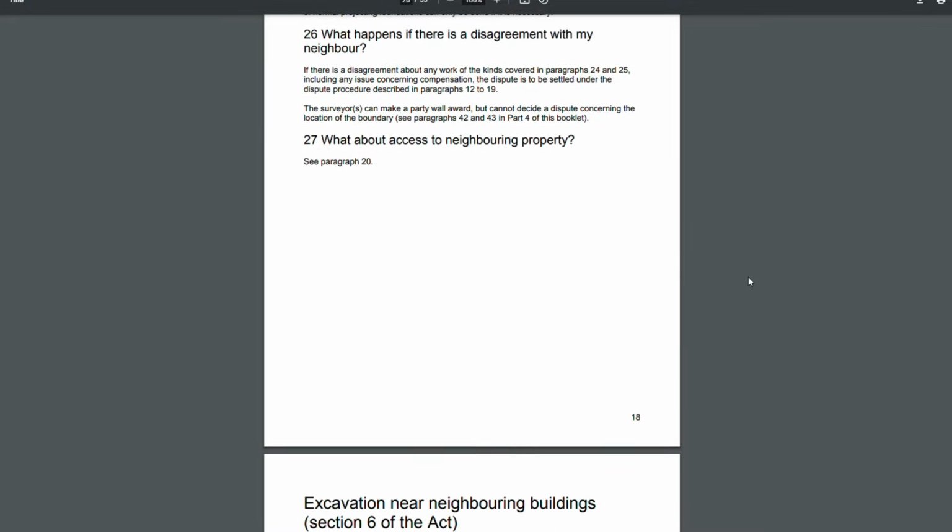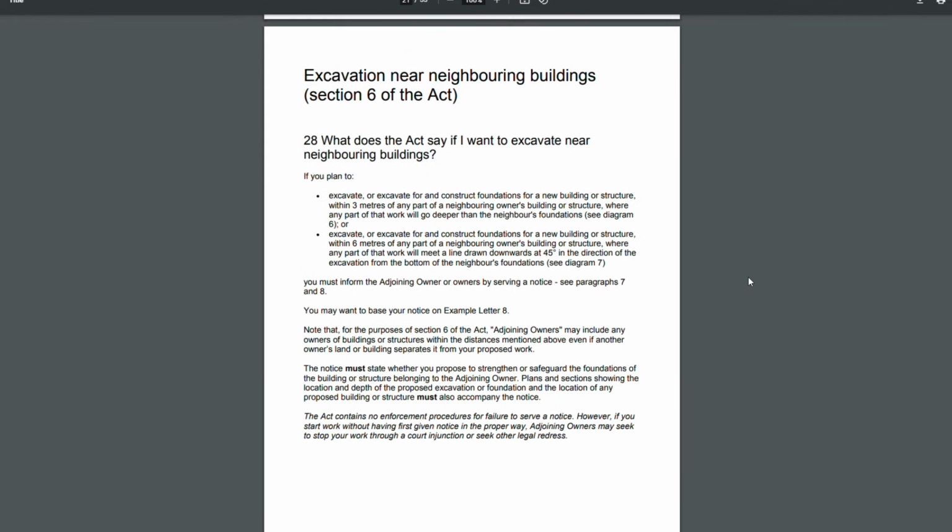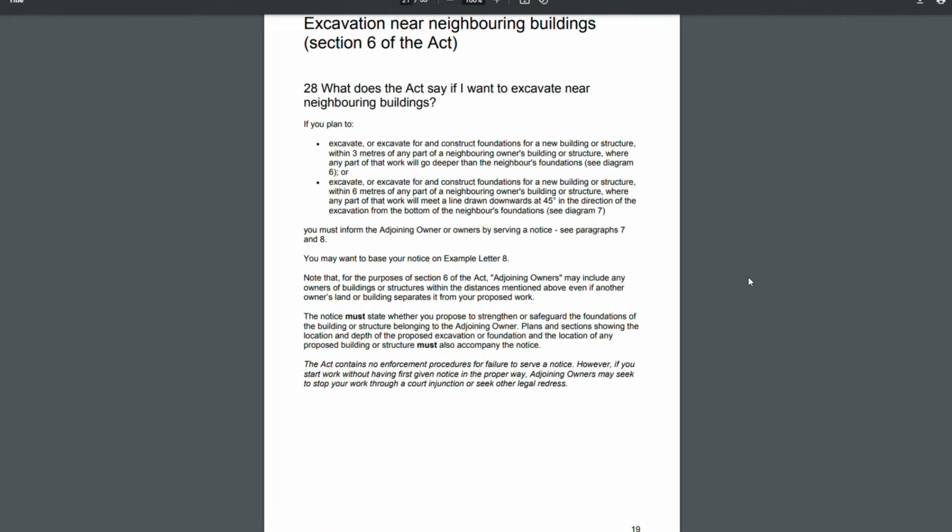That's the first issue. And the second one is excavating near neighbouring buildings. So this is what we just talked about, that if you're wanting to dig some foundations to build a new structure that is close to your neighbour's buildings, then there are some rules relating to that. So you can see here, it says, if you want to excavate within 3 meters of any part of a neighbouring owner's building or structure, or within 6 meters of a part of a neighbouring building or structure where any part of that work will meet a line drawn downwards at 45 degrees in the direction of the excavation.